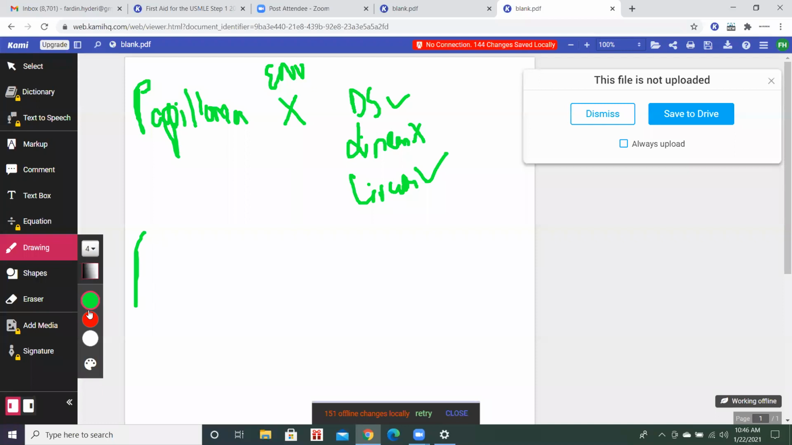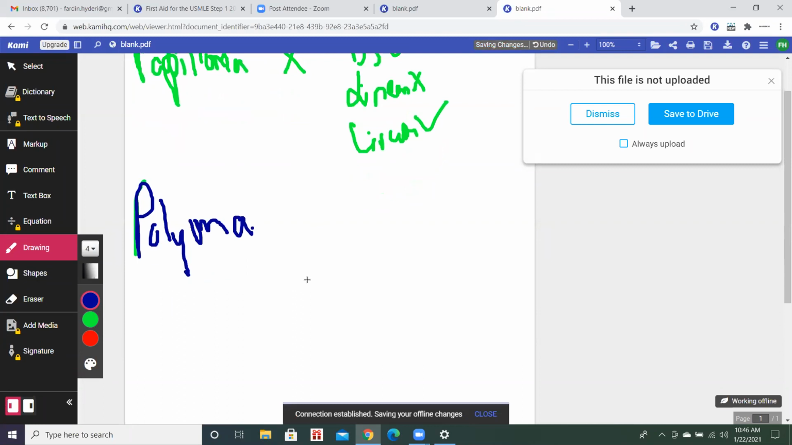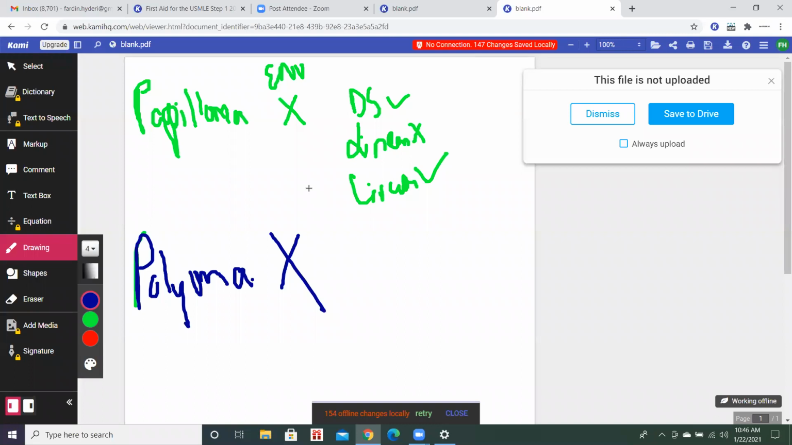Next one is polyomavirus, okay? Polyomavirus, is it enveloped or not enveloped? It's not enveloped. Then is it double stranded or single stranded? Double stranded. Okay. Is it linear or circular? Circular. Okay.